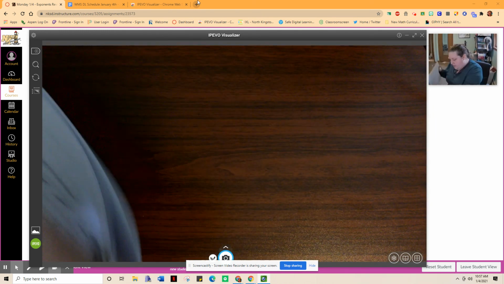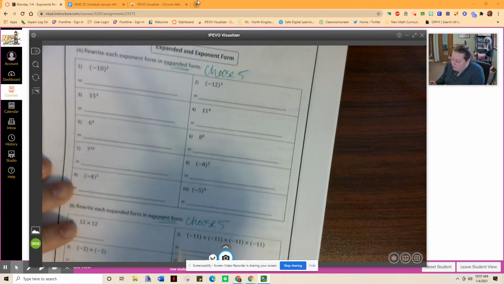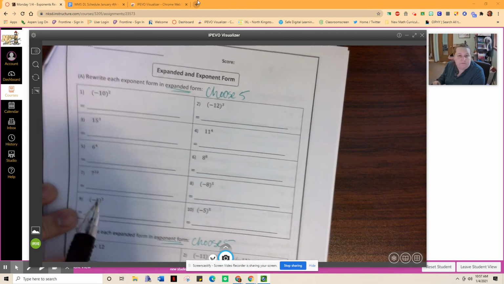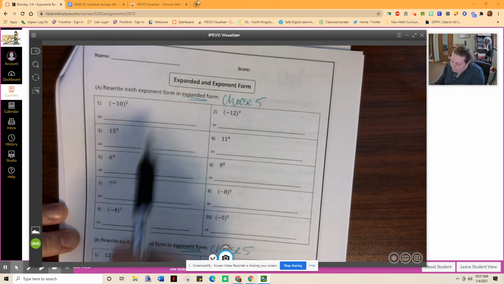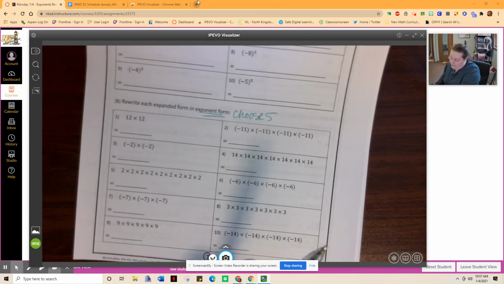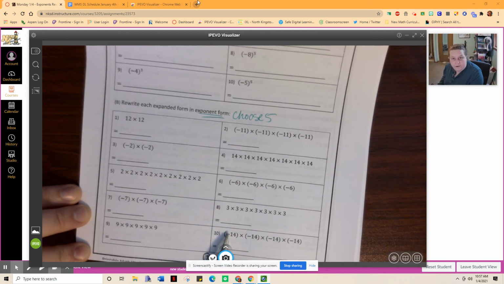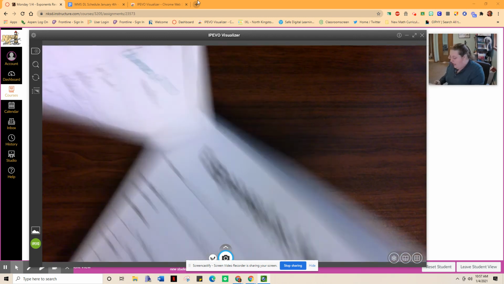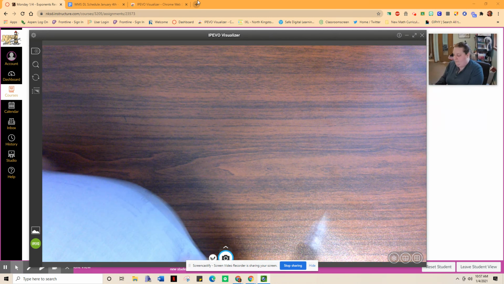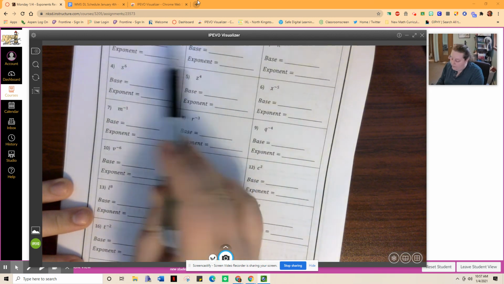So I'm going to go through that one more time. Coming back to page 7. On page 7, you're going to rewrite 5 of these of your choice. So you're not doing all 10. You're choosing 5 of this top section to rewrite in expanded form. In section B, you're going to do the same thing and choose just 5. And you're going to write them in exponent form. And then on the back, page 8, you're going to choose 10, and you're going to write out what the base and exponent is, okay?